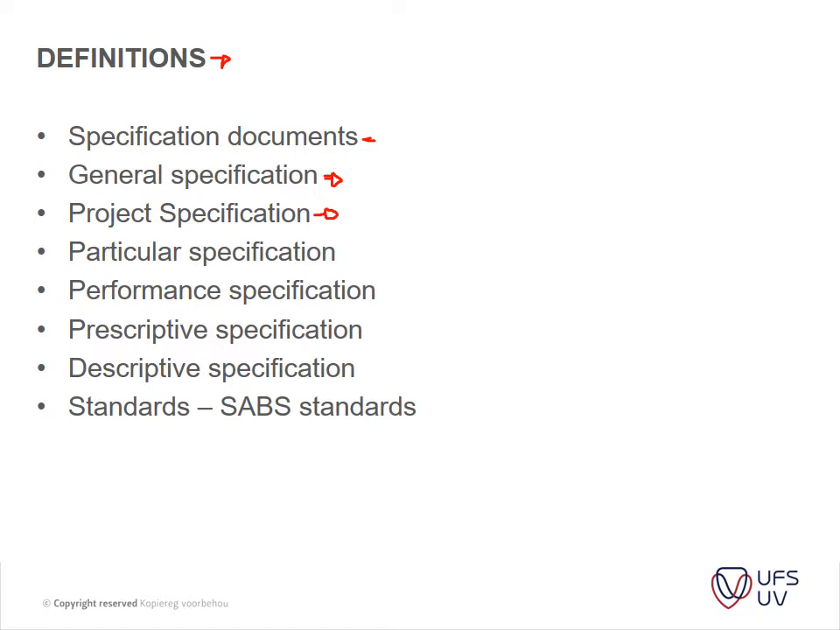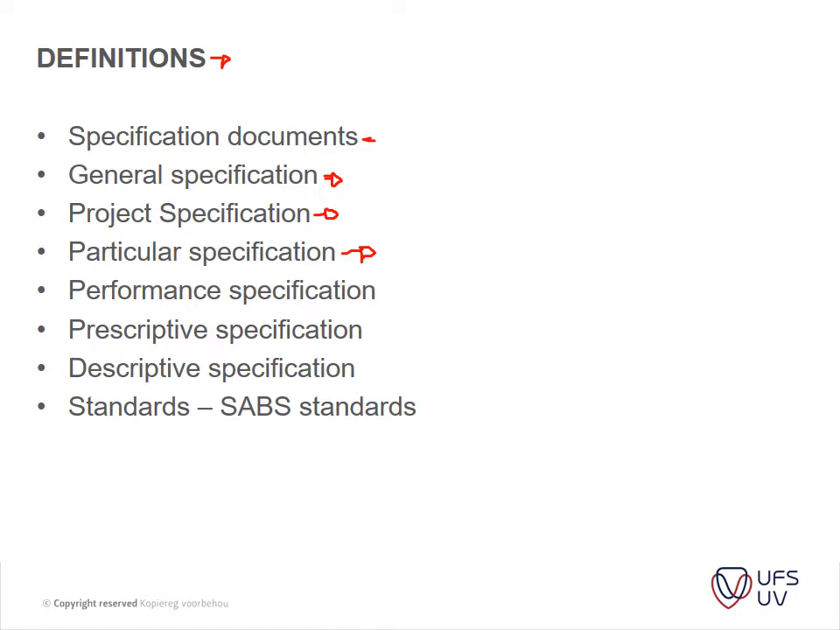Then your particular specification. Your particular specifications are, for instance, what type of brick should be used. The brick should be at least a 7 MPa compression strength. It should be made out of this fines. It should have this type of moisture content, etc., etc.